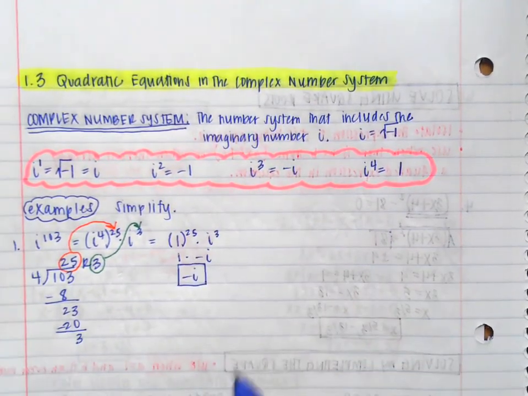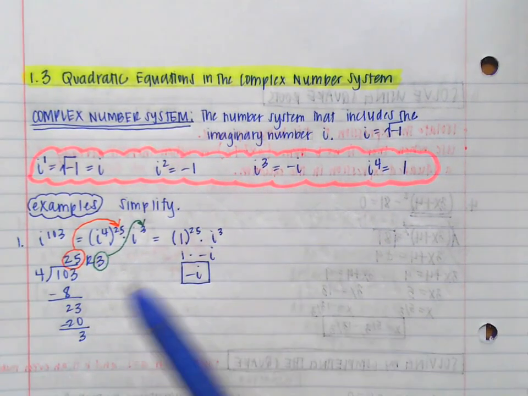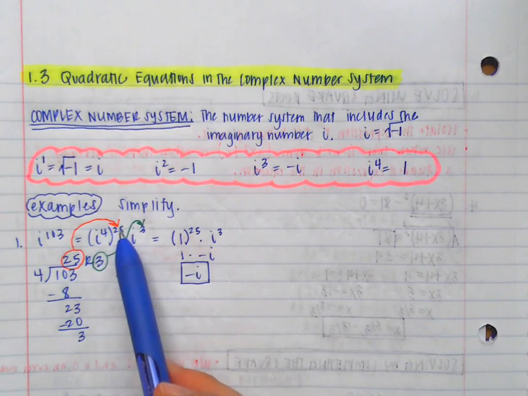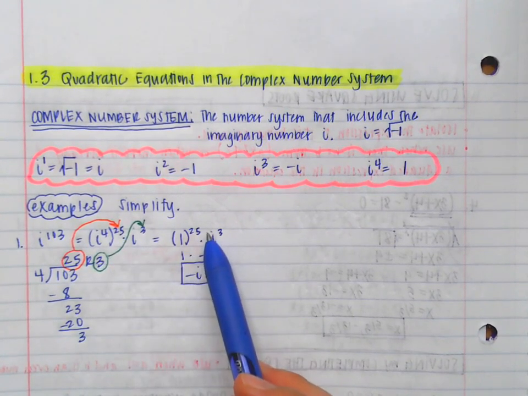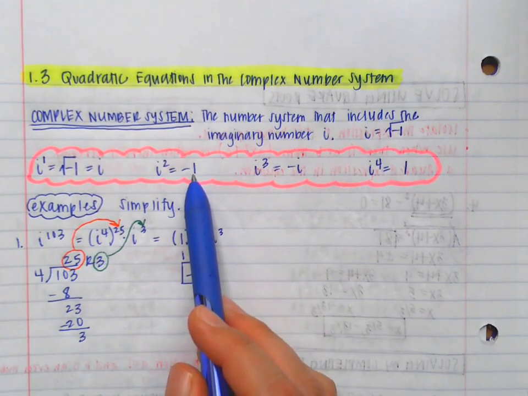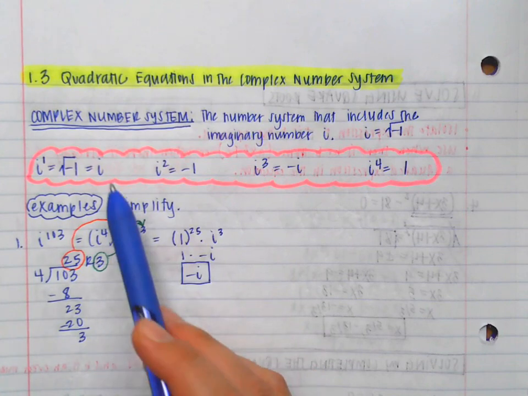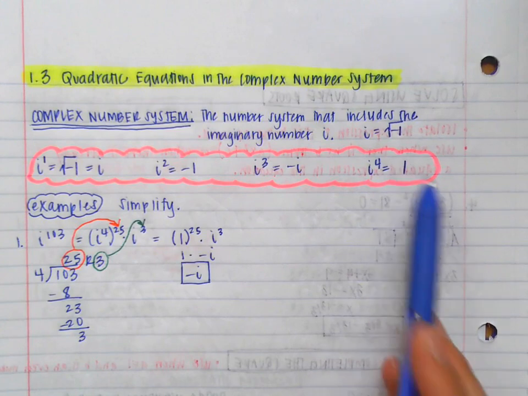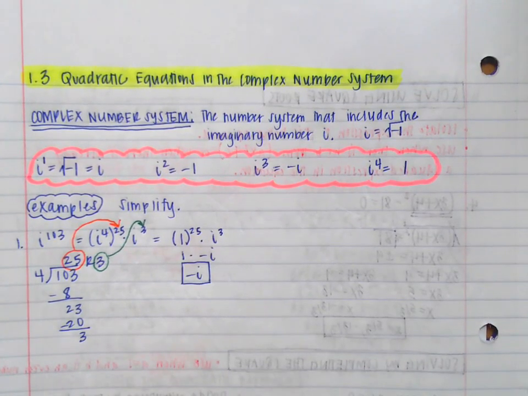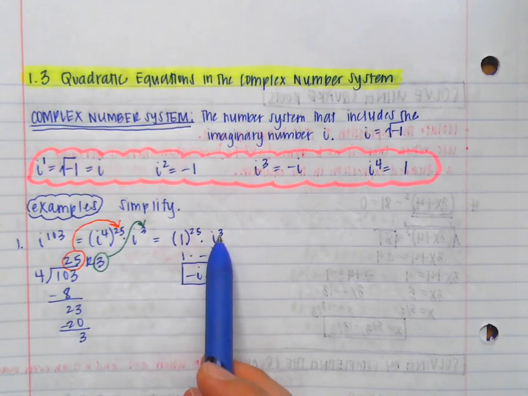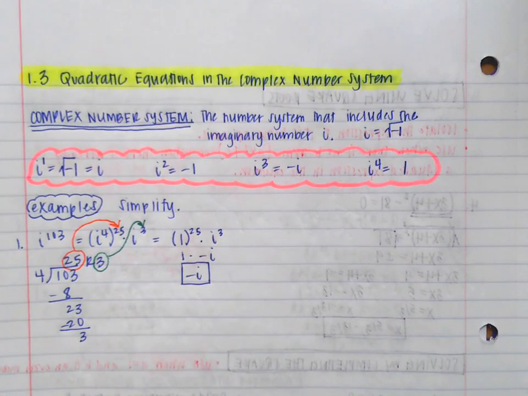Now, that's kind of a longer way of thinking about it. I don't really deal with this I to the 4th to the 25th power and 1 to the 25th. All I look at is really my remainder. So if my remainder was 2, it would be negative 1. If my remainder was 1, it would be I. If my remainder is 0, it would be 1. If my remainder was 4, I didn't do division right. So you're always looking at your remainder to get your final answer.